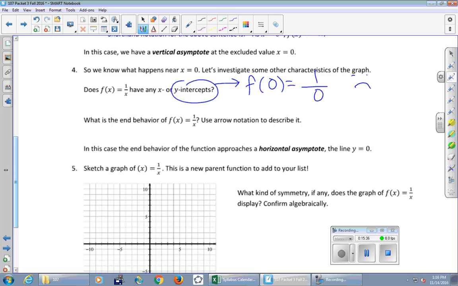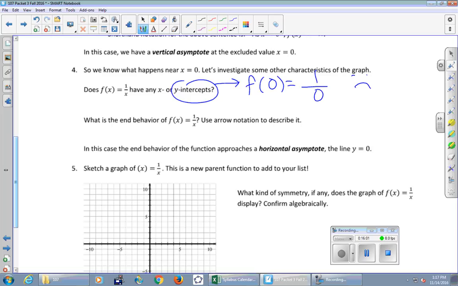Yeah, that's no good, right? We knew we couldn't plug 0 in. That's something we established early on. Okay, so this guy right here does not exist, which means there are no y-intercepts.